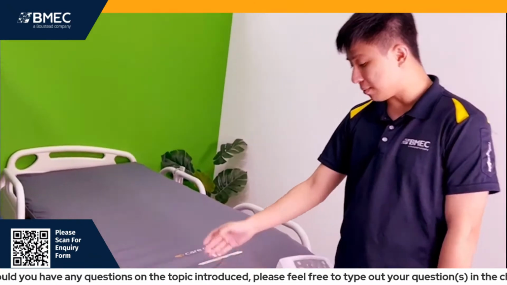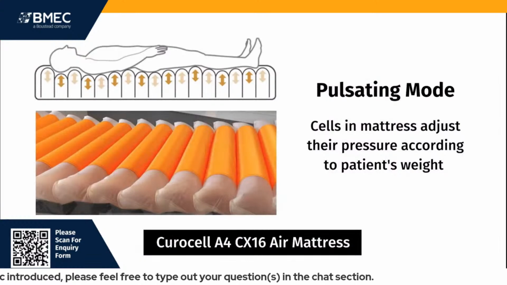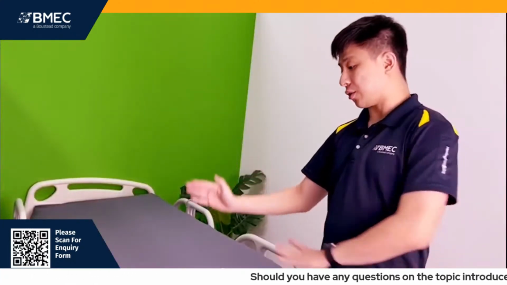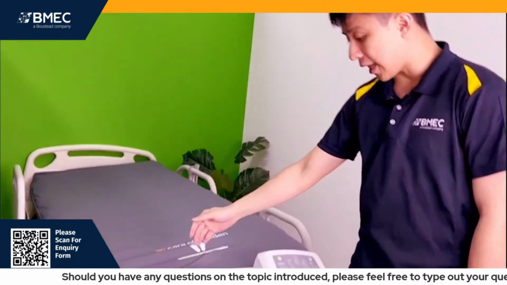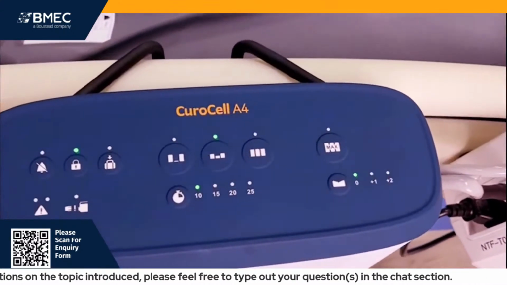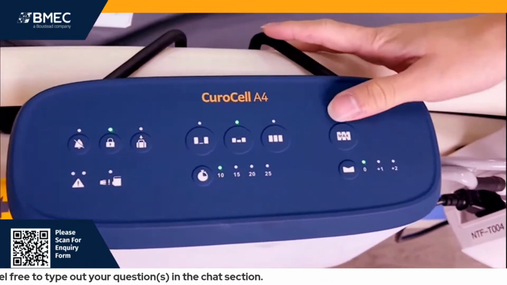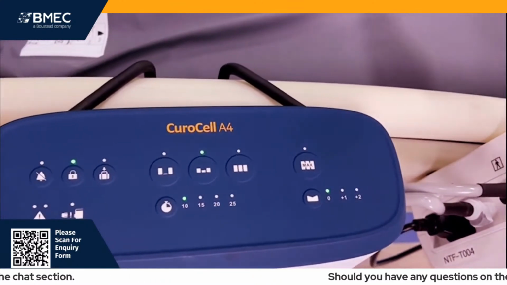As for the pulsating feature, likewise it works in groups of 3. But the one that would be slightly deflated will be deflated accordingly to the patient's weight. So yes, we do have an automatic weight detection for this. And the last one would be the constant low pressure. It means constant low pressure of all the air cells. And moving to the max would mean fully inflating to the maximum pressure for all of the air cells.